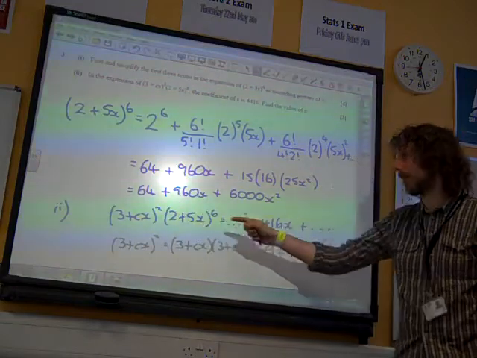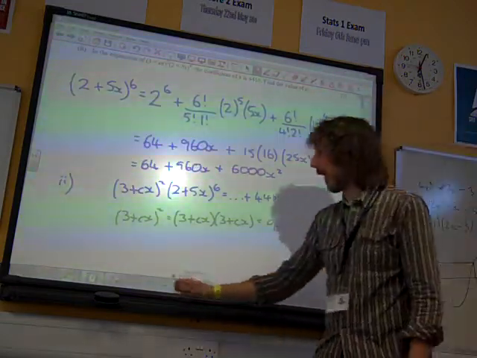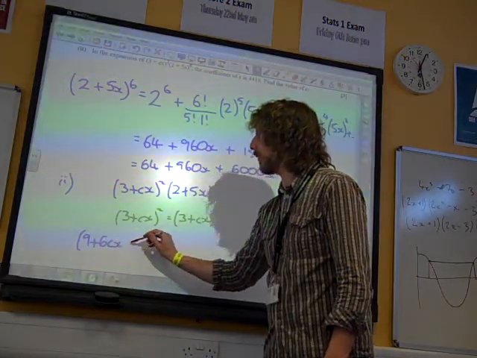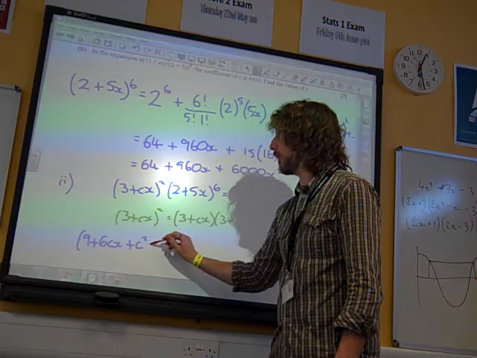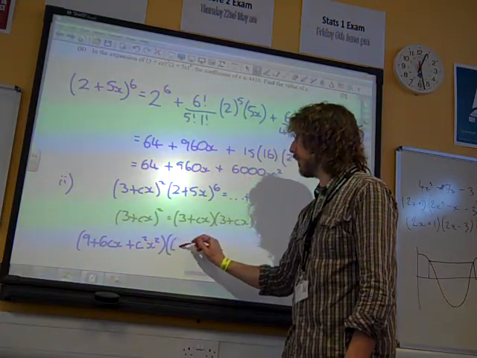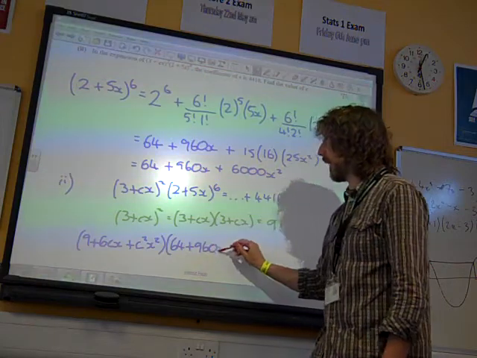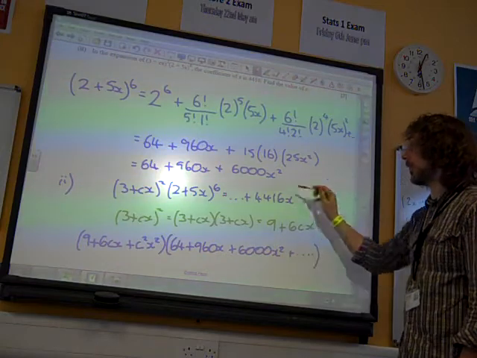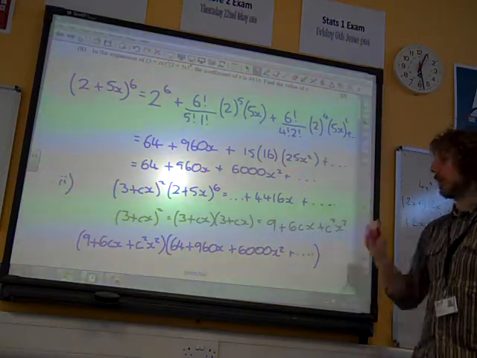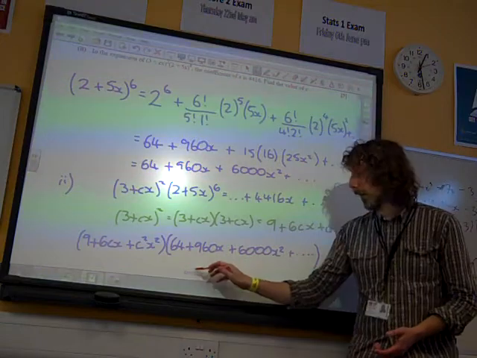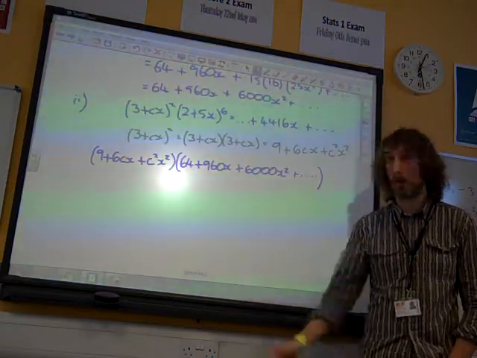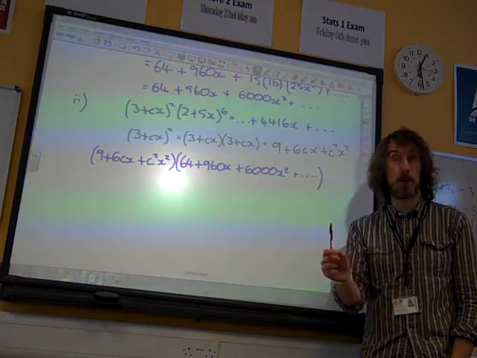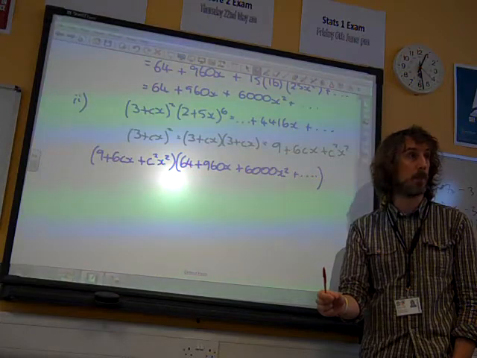In part 1 I expanded the second bracket. I can put them together now. I am supposed to be doing (9 + 6cx + c^2x^2) times (64 + 960x + 6,000x^2 + other stuff). Now I could, if I really had loads of time and not much of a life, multiply all of this out. But I'm quite focused on what I want to achieve. I'm only interested in the x term.